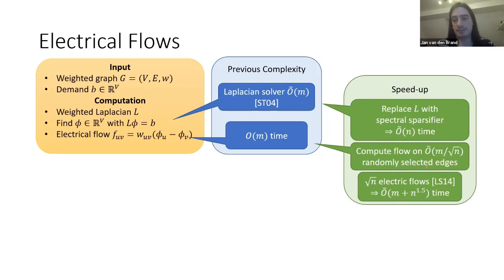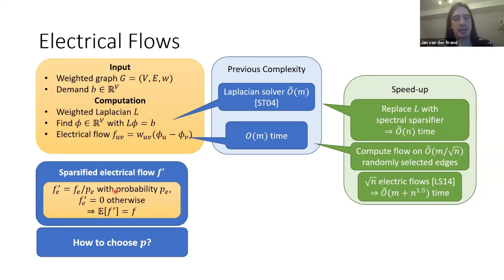Okay, so I said we sample random edges. How exactly do we have to sample this? What distribution is required here? So first of all, let's say f is the flow that one would usually compute. What we're doing now is, right, we compute some sparsified flow f prime by just sampling all the edges.